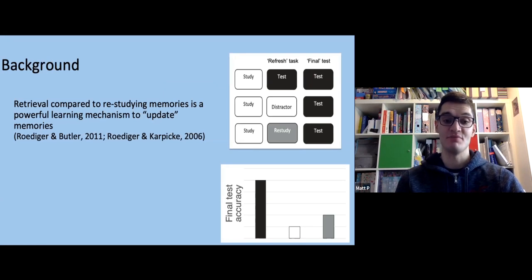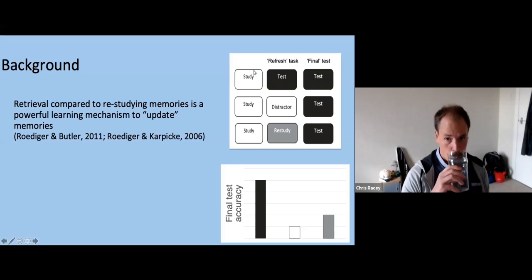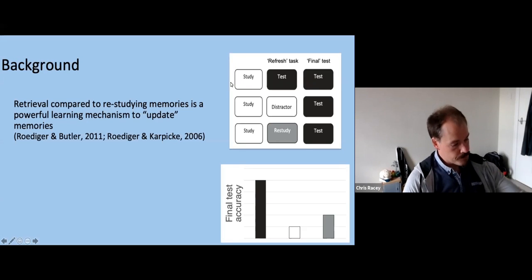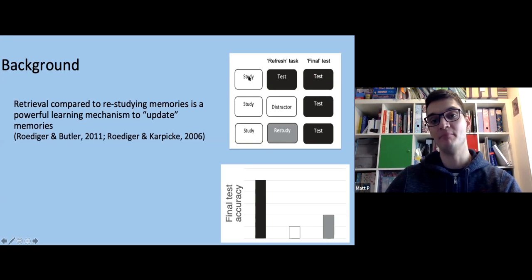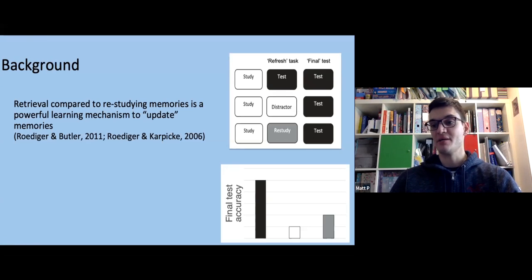Now, when we remember these types of memories, it isn't just a simple snapshot or video playback of how an event actually happened, but retrieval is an active process that can update and modify episodic memories. This is emphasized quite well with an effect called the retrieval practice effect. In this type of design, participants are split into three different groups. In a study phase, participants will learn a list of items or objects, or they may view a video, something to form a memory.